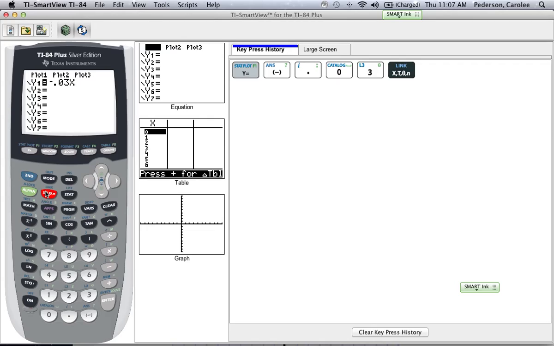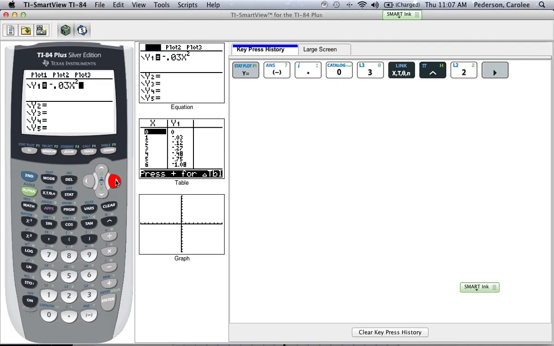Now we have to raise it to the second power, so you can do it a couple of ways. Sometimes it's more popular to just use the caret symbol, which is the upside down V above the division. Now we're going to enter in the 2, and we need to arrow over to get out of that exponent, to move the placeholder over. Then we're going to add 2.4. We have to call up the x again, so that's the X,T,theta,n. And then minus 30.